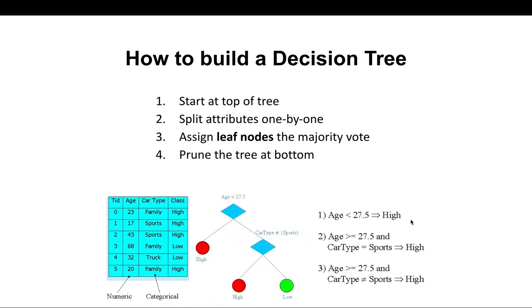So now let's jump into how to build a decision tree. It's a pretty simple process, but I think this is a really simplified way to talk about it, actually. And in reality, it's not this simple, obviously, but this is kind of the general schema for building a decision tree. So step one, you're going to start at the top of the tree, and you're going to start by splitting attributes one by one. You're then going to assign leaf nodes to the majority vote. In other words, you're going to look at your neighbors, look at the tree above you, and based on that, you're going to assign the leaf nodes the majority class or category. You're going to go down, you're going to prune the tree at the bottom.